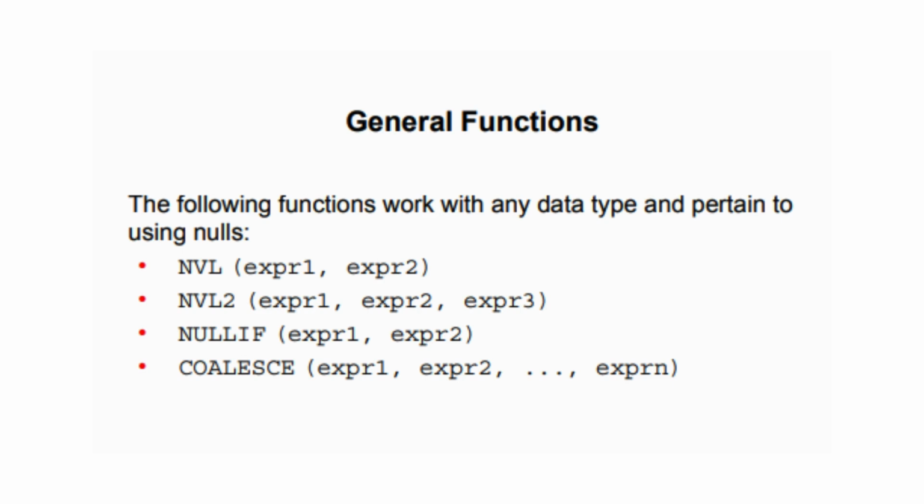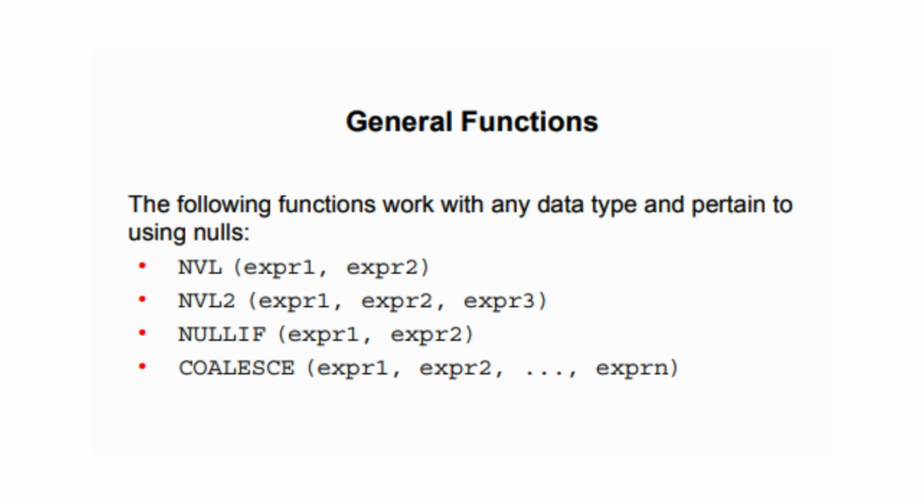NVL converts a null value to an actual value. NVL2: if EXPR1 is not null, NVL2 returns EXPR2. If EXPR1 is null, NVL2 returns EXPR3. The argument EXPR1 can have any data type.